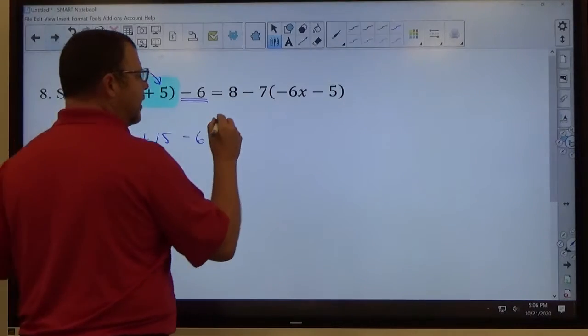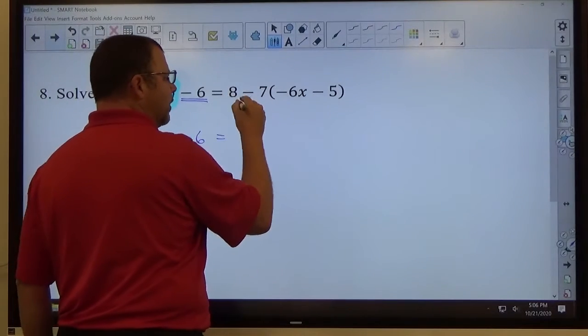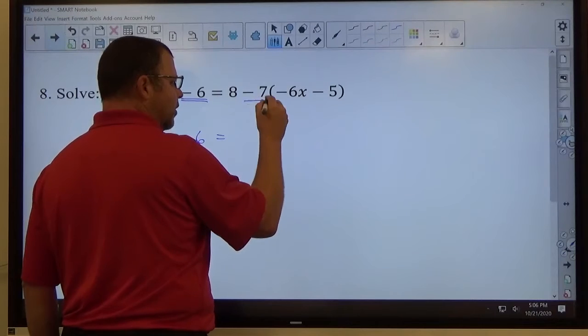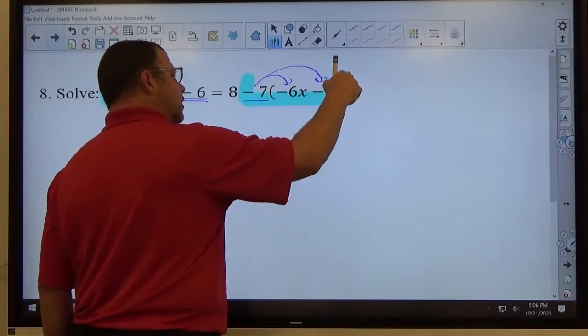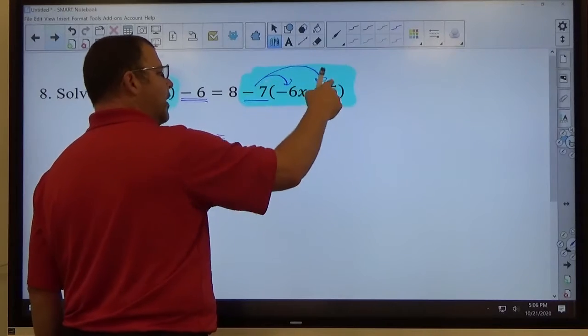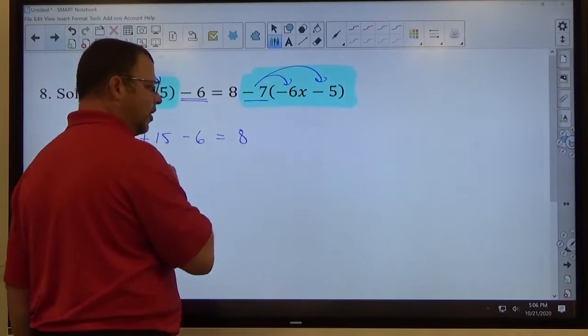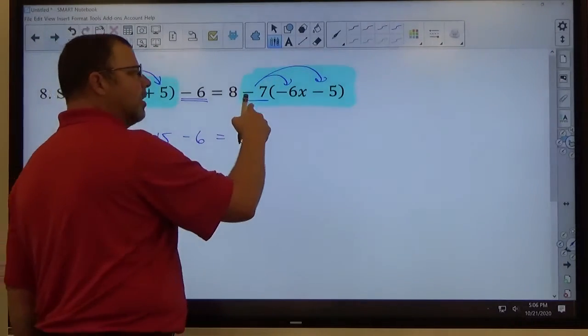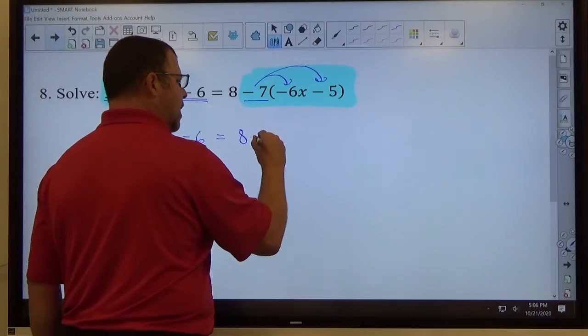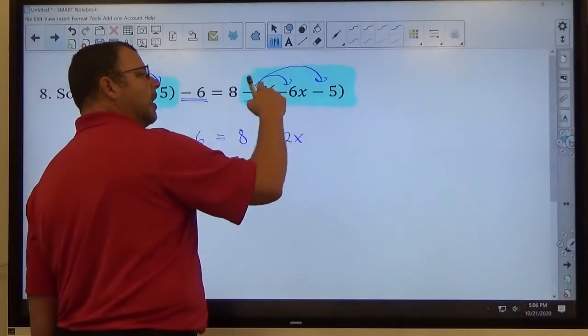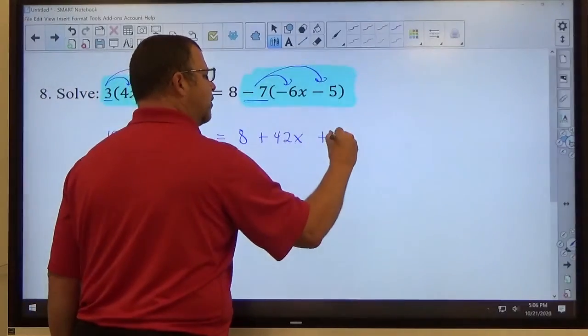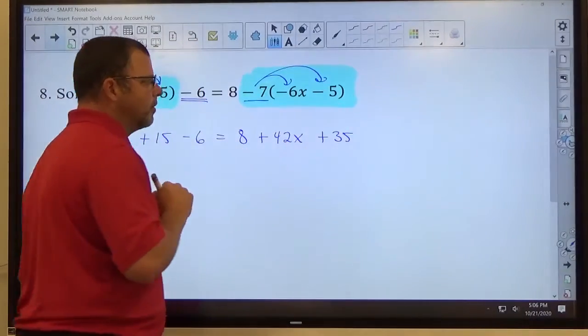On the right-hand side, nothing's happened with negative 8, or the 8, just the minus 7 here is being multiplied through here. So again, I've got a distributive property look. I want to fix that before I worry about the 8. So nothing's happening to 8, just leave it alone. Negative 7 times negative 6x makes positive 42x. Same sign, positive. Negative 7 times negative 5 makes positive 35. Same sign makes a positive.